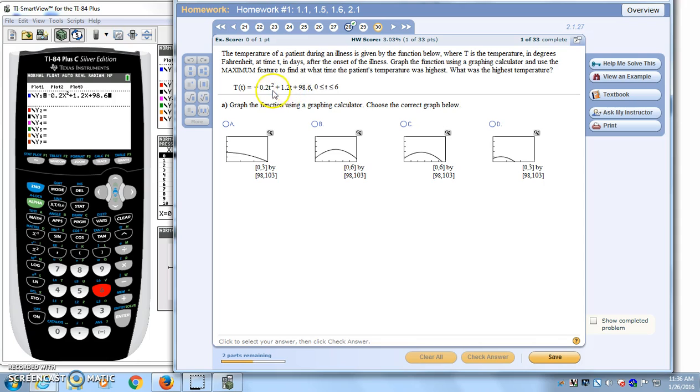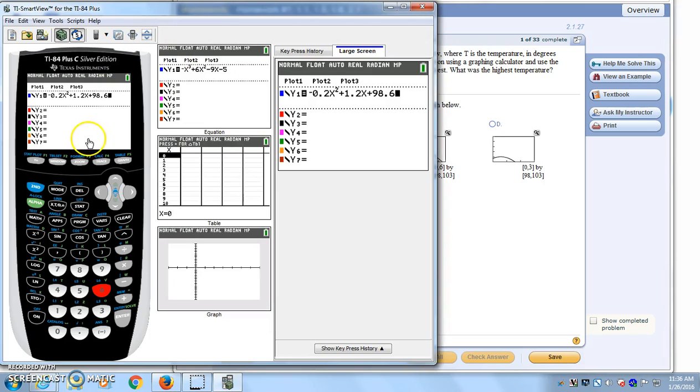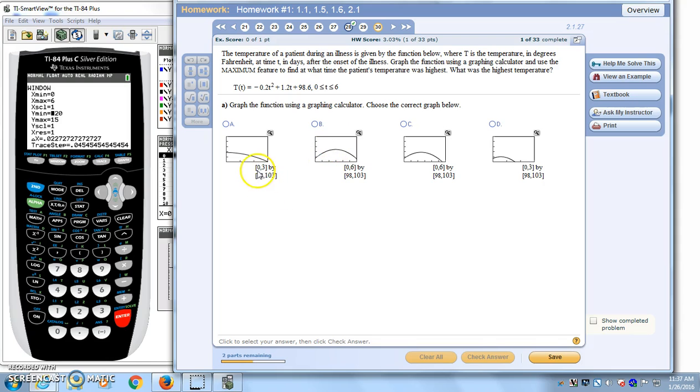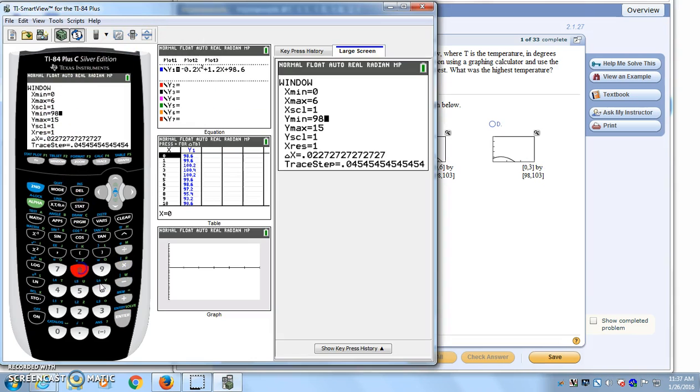And it says x, we're pretending t is x, should be from 0 to 6. So under my window, I'm going to let x go from 0 to 6. We don't care how many tick marks they're going to show, so don't worry about the scale. And all of the options we're given for graphs down here, the y is 98 to 103. So on my y, I'm going to do 98 to 103. And again, I could care less how many tick marks they're going to show. And since I am defining my own window settings, I'm just going to hit graph.